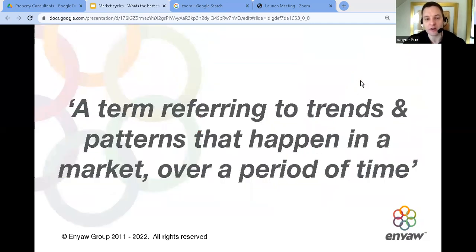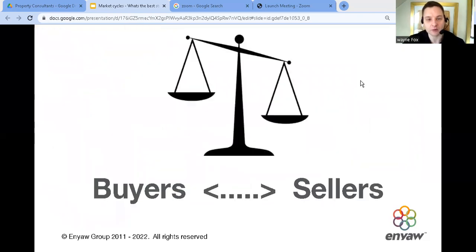So what is a market cycle? The definition of a market cycle by Investopedia is a term referring to trends and patterns that happen in a market over a long period of time. So to make that even simpler, a market is where you have buyers and sellers, and a cycle is a period between when those products that are on sale are at their cheapest versus when they're at their most expensive. So that is a market cycle.